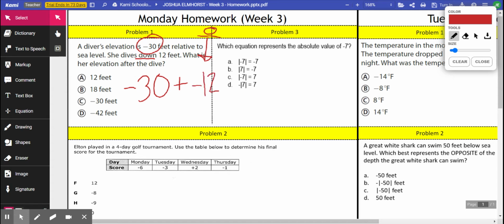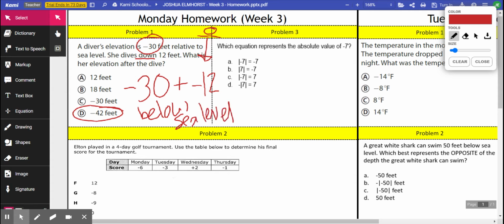So altogether, we have 30 negatives and 12 negative feet for a total of 42 negative feet. So what's her elevation after the dive? Well, she's pretty much 42 feet below sea level. And sea level would be 0.